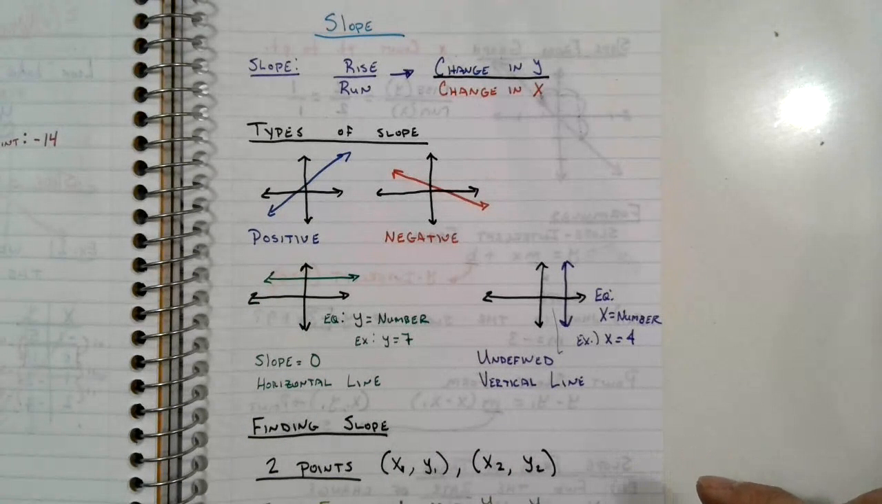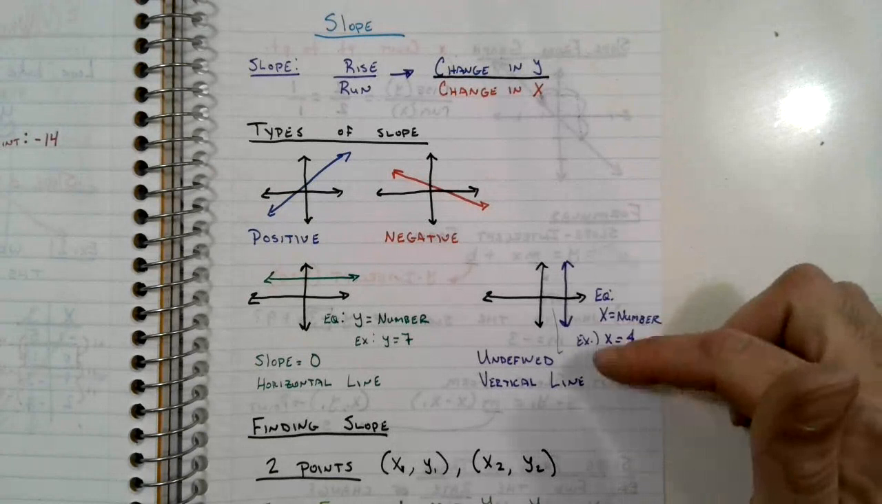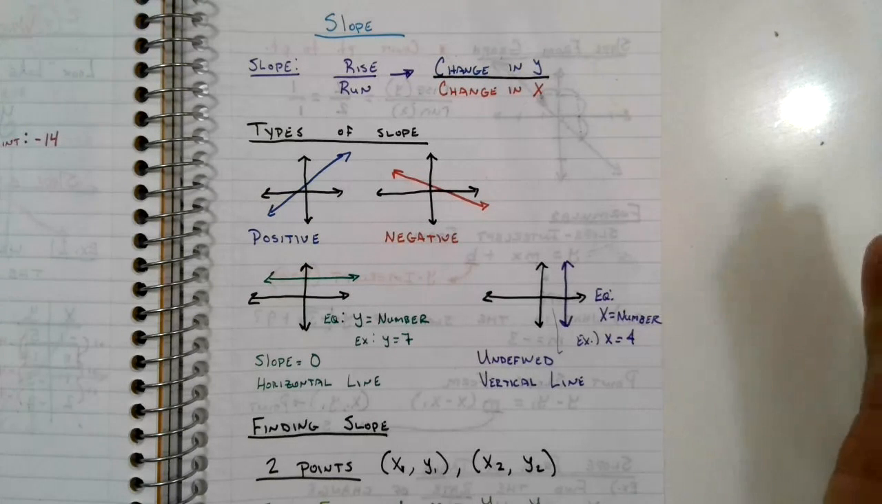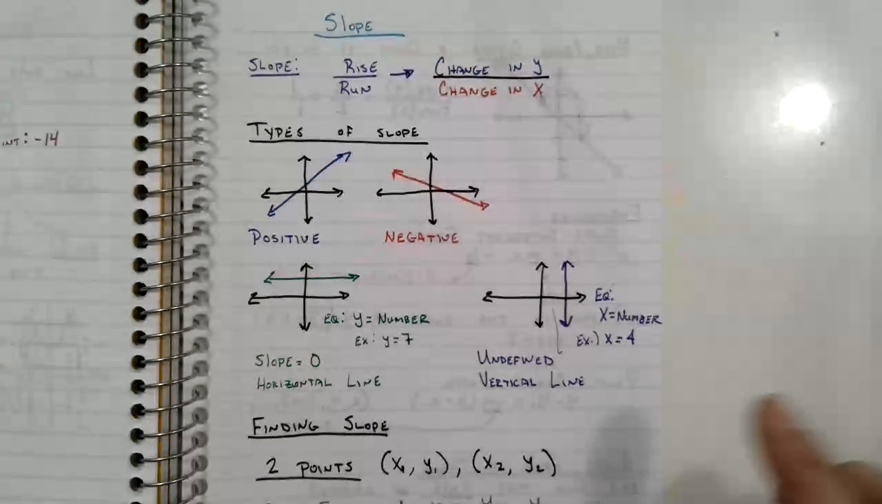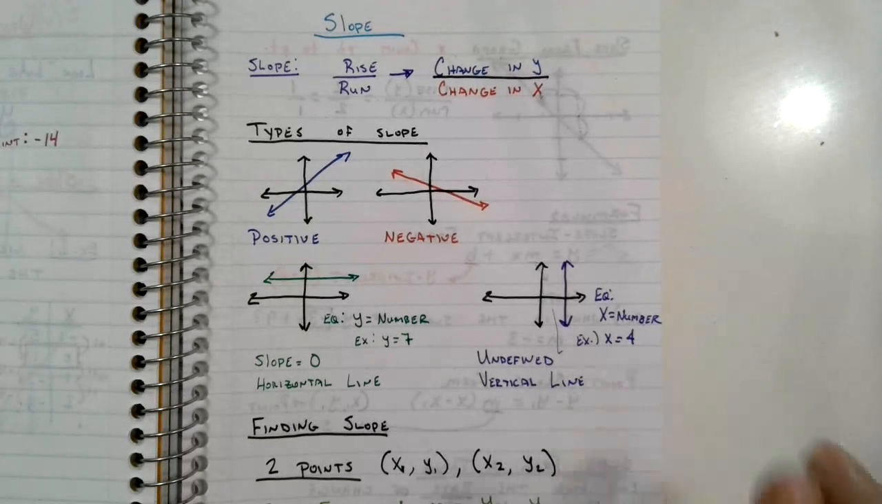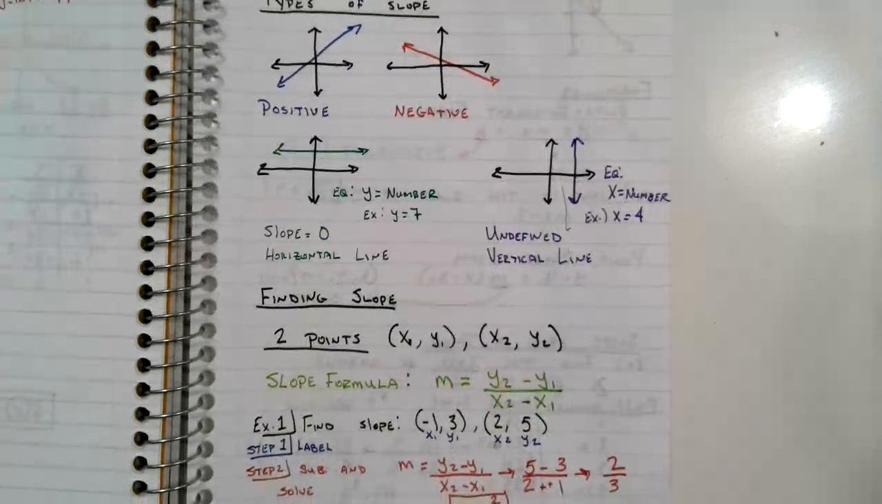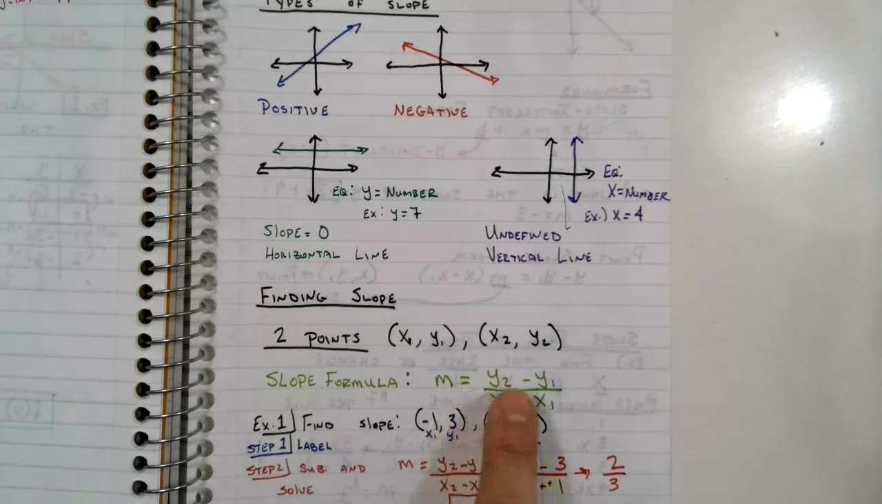Finding slope from 2 points. Remember this formula. m equals y2 minus y1 over x2 minus x1. Label your points. This is a good way to label, to tell me what is y2? Well, y2 is 5. I take that 5, I put it there. I take that 3, I put it there. Label them, and then you solve, and that will give you your slope.